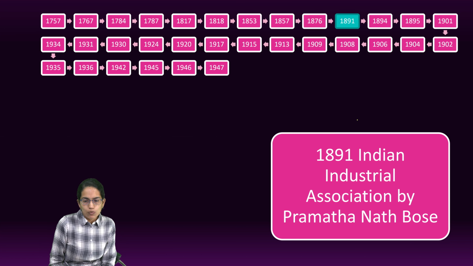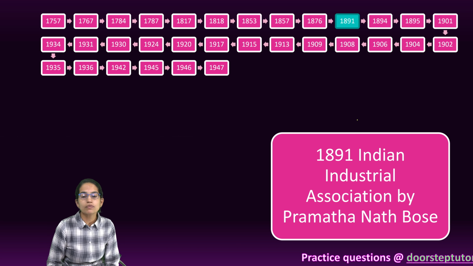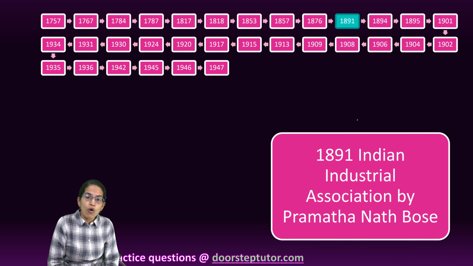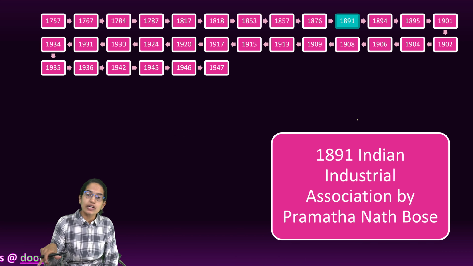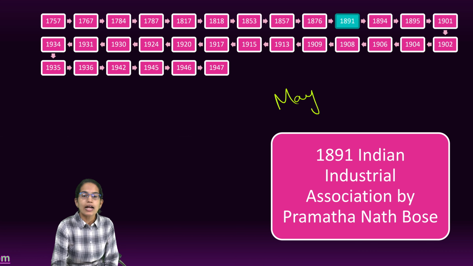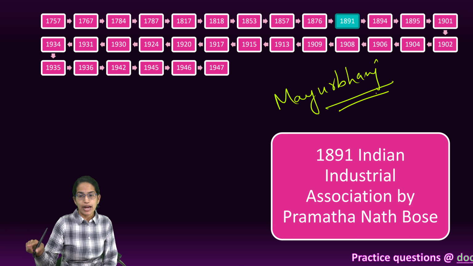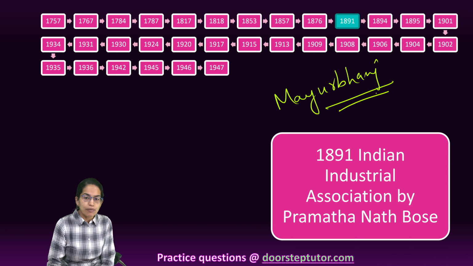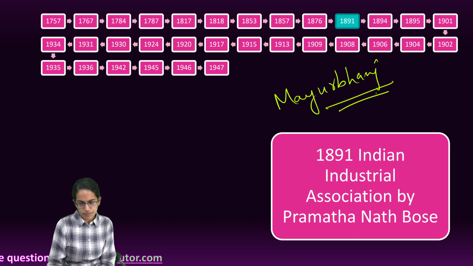In 1891, the Indian Industrial Association was established, and this was by Pramathanath Bose. P.N. Bose was basically a geologist. He was the person who identified the regions of Mayurbhanj, and his recommendations were sent to Jamshedji Tata to identify and establish TISCO, which is the Tata Iron and Steel Company, and Mayurbhanj was the area which was discovered and identified by Pramathanath Bose.